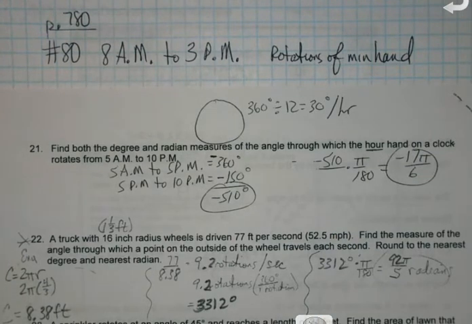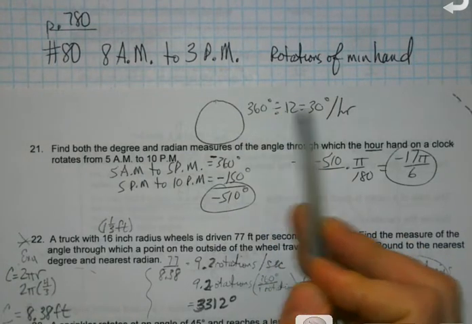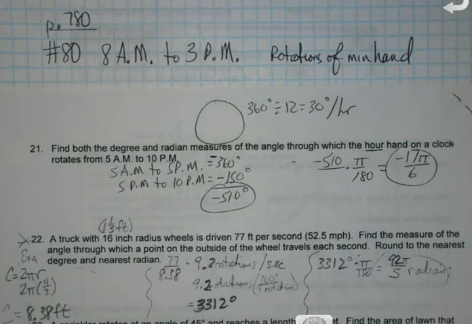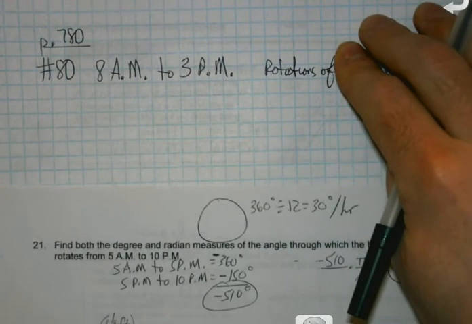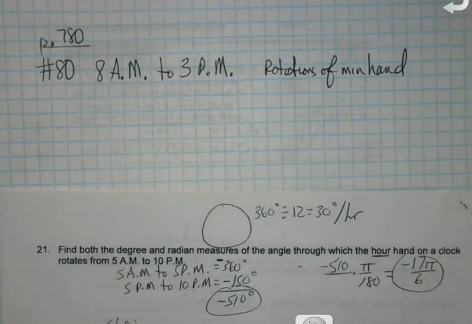Now here's the difference. When we were talking about the hour hand, we can go through an entire hour and it only moves that little bit. So we had to divide by 12, which got us 30 degrees per hour it was moving. But now let's try to apply that to what we're doing here.